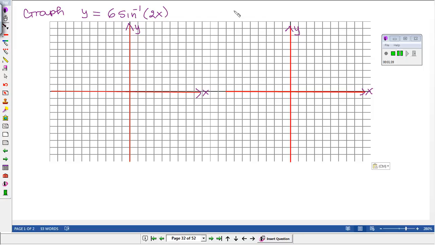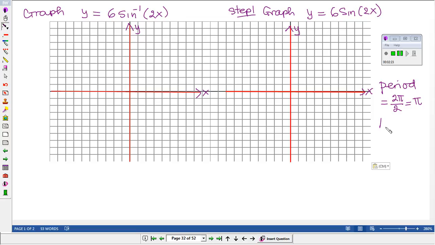So step 1, we are going to graph the sine function without the inverse notation, so we just graph y equals 6 sine of 2x. So from the notation, we'll be able to find the period. The period is 2 pi divided by b, so b is 2, so 2 pi divided by 2 gives us pi. And then we are also able to find the amplitude from the given equation. So the amplitude is 6.